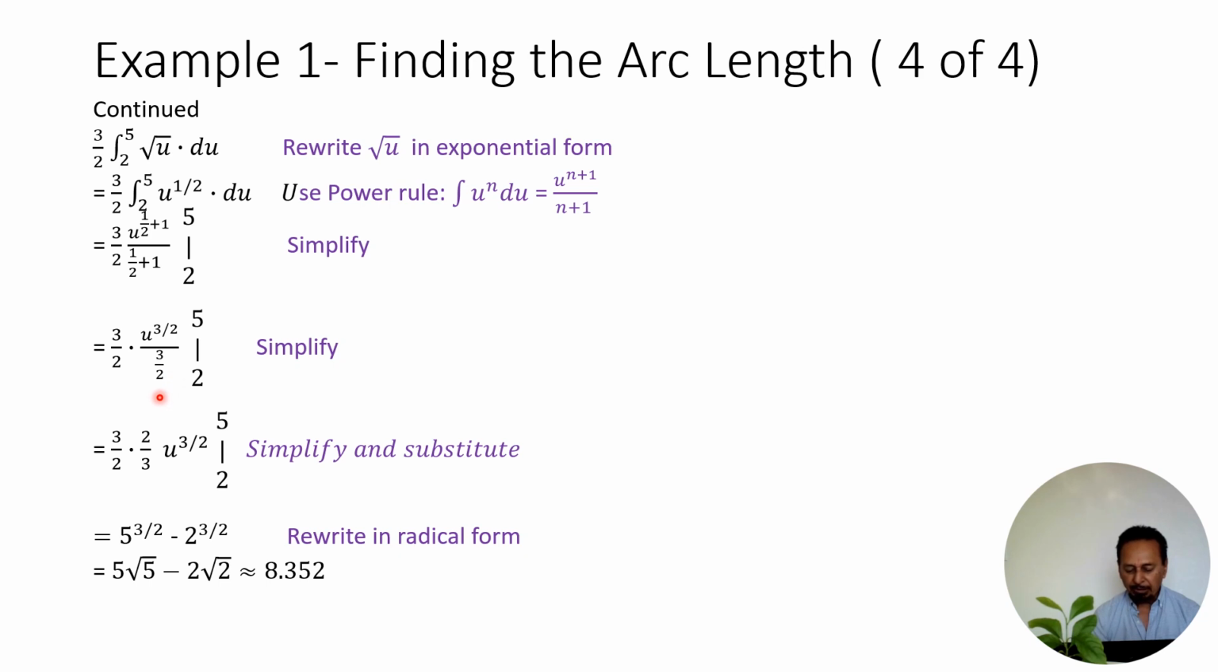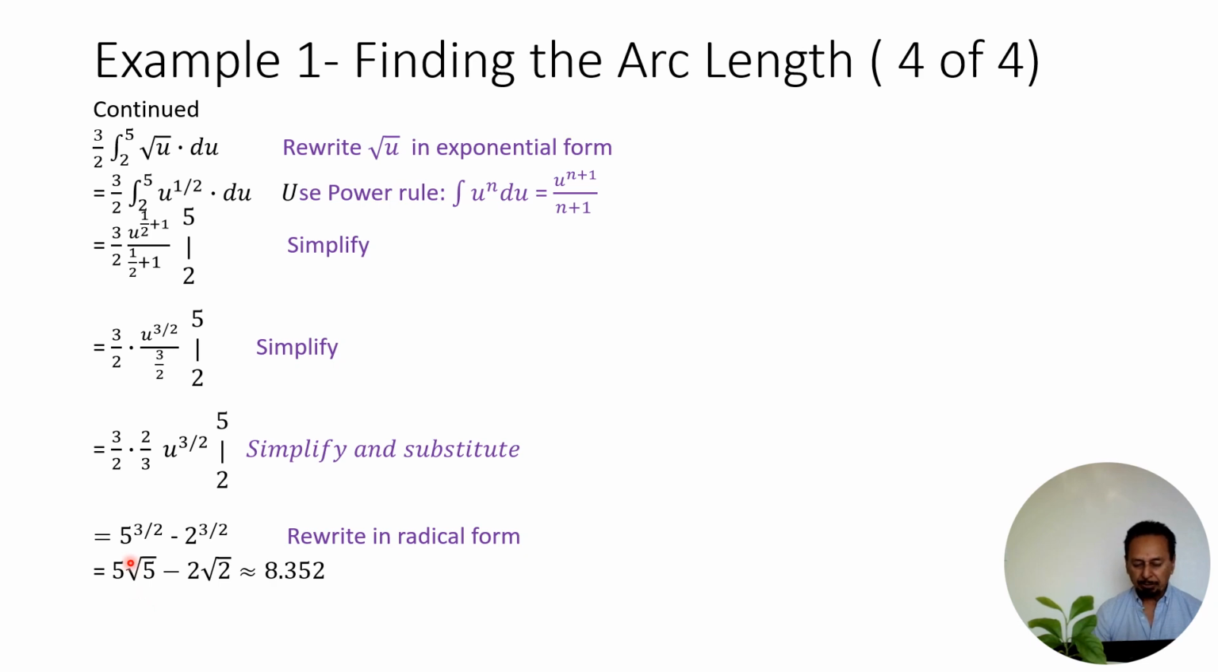Now division by 3/2 means multiply by the reciprocal. So you have 3/2 times 2/3 times u to the 3/2. The 2 cancels with 2, 3 cancels with 3, and now I put 5 where the u is. So you have 5 to the 3/2, and then minus, put the 2 where u is, to become 2 to the 3/2.